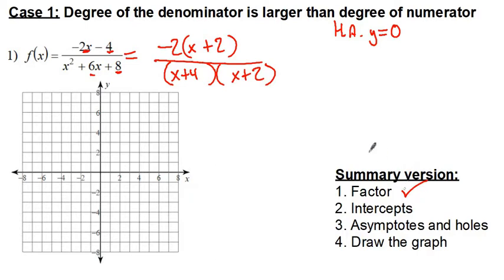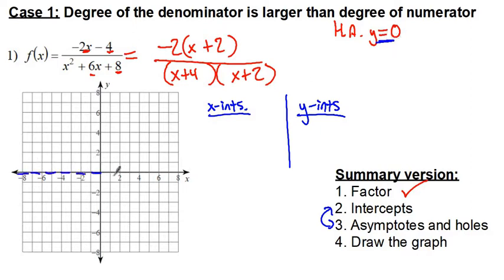Step 2, find the intercepts, the x and the y-intercepts. So let's do that right now. Actually, I really should have these reversed. Let's switch these. Let's find the asymptotes first. I don't mean to confuse you with that, but it's easier to find the asymptotes first, and we'll see why. So we've already found this asymptote, y equals 0, so I'm just going to plot the line right there. So we have y equals 0 as our horizontal asymptote.